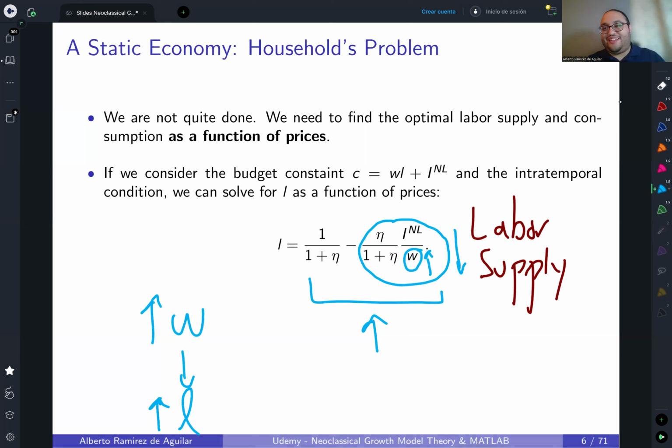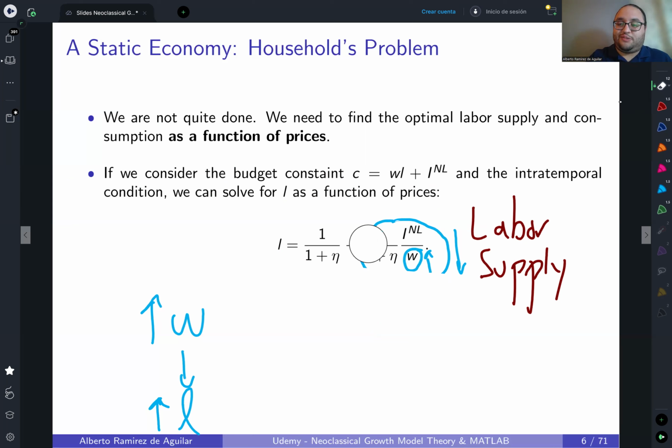Another way of interpreting this is this function is such that if firms offer households a higher wage, then households are going to want to work more. Okay. So this is kind of intuitive and it's a nice result of this labor supply. So this labor supply will be increasing in wages.